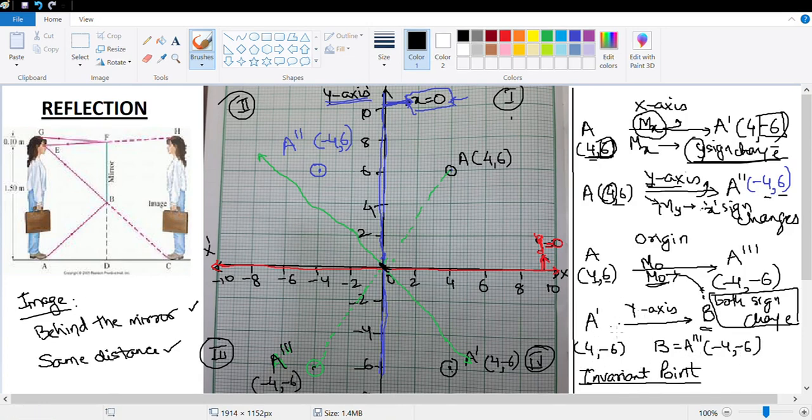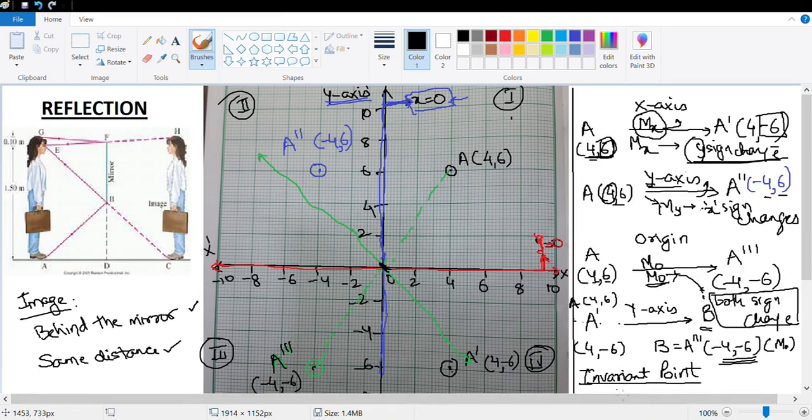Here I would want you to notice that I am doing two reflections. First, I reflected A to A dash, and then I reflected A dash to A triple dash. Did you notice anything? A was (4, 6), and after two reflections, it became (-4, -6), which means both signs changed. Which means I could have done a single reflection of Mo, and I would have got the same result. This will become clearer when we solve a question, but keep this in mind.